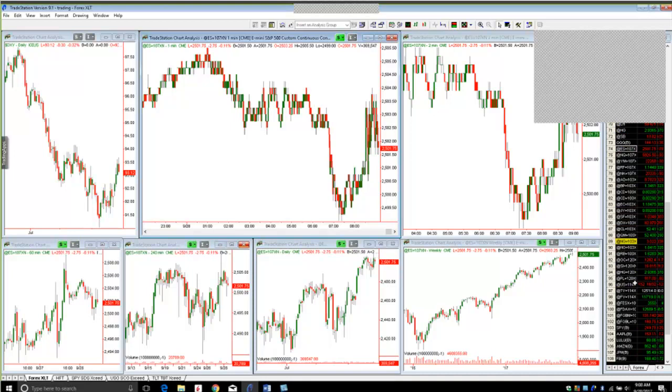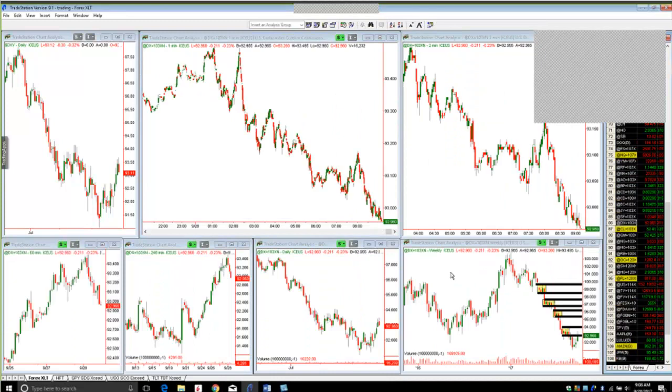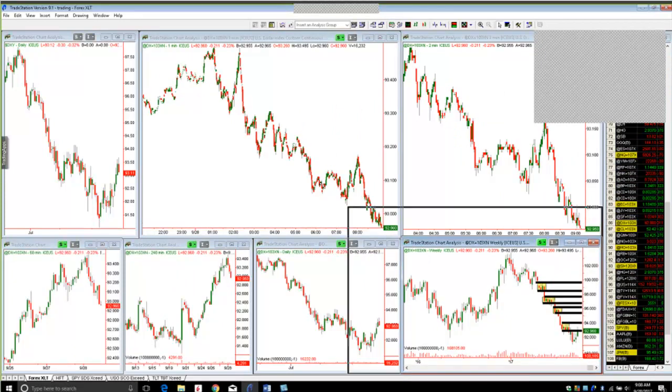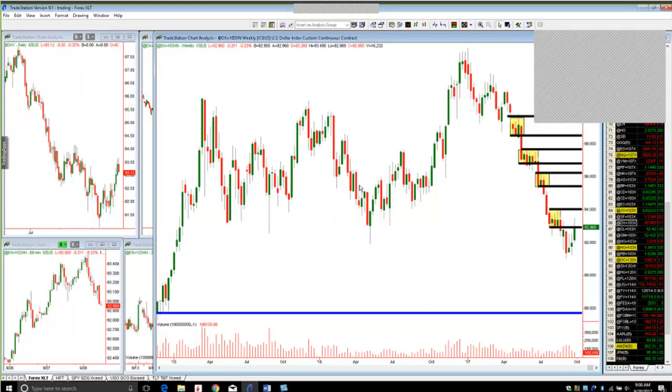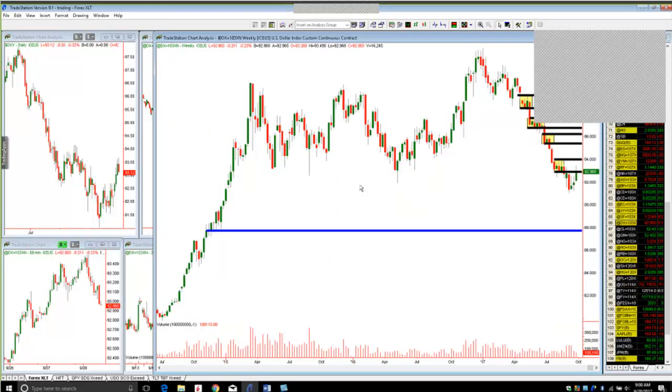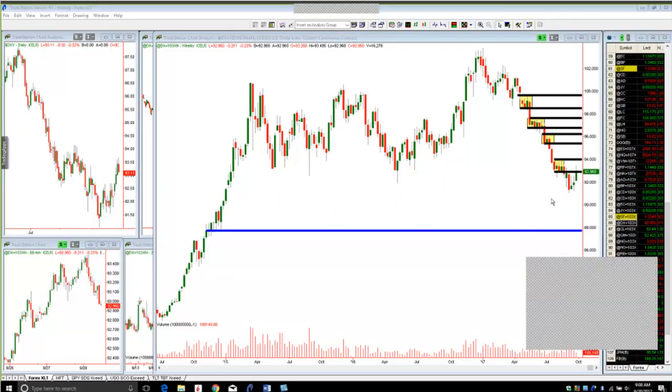Why don't we start with the dollar? The dollar kind of is the master market here. I know we've gone over this many times, but so far this week, prices have rallied up. Here's the weekly chart of the dollar. Prices rallied up to the supply zone and are now starting to pull back from that supply zone.